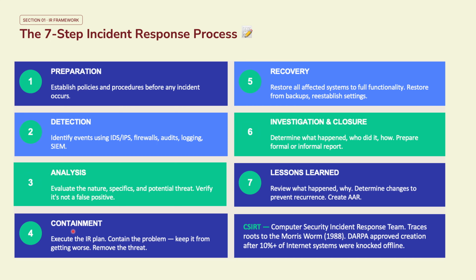Number 4, containment. The IR plan basically dictates what action is required. The team must contain the incident, like keep it from getting worse, mitigate damage, and remove the problem so the company can return to normal business processes. This step requires both planning and prior training.